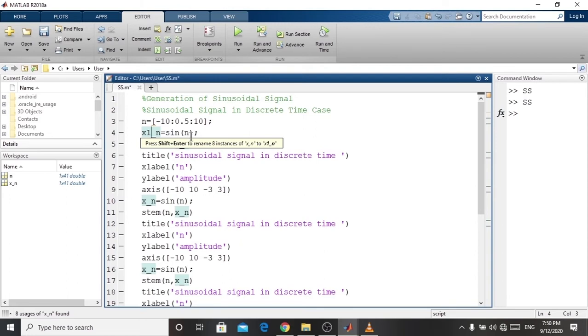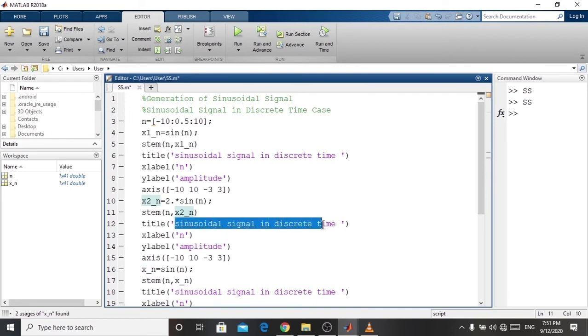Defining x1 is equal to sine of n, same as that of the previous case. Here x2, multiplying this signal with 2. Now the amplitude of this signal becomes 2. Then changing the name of the title of the graph to change in amplitude.